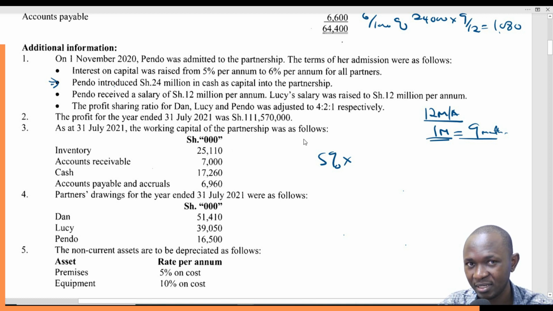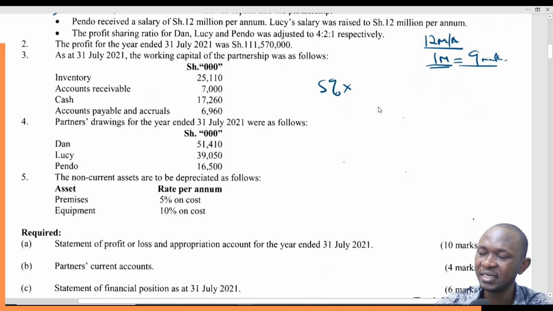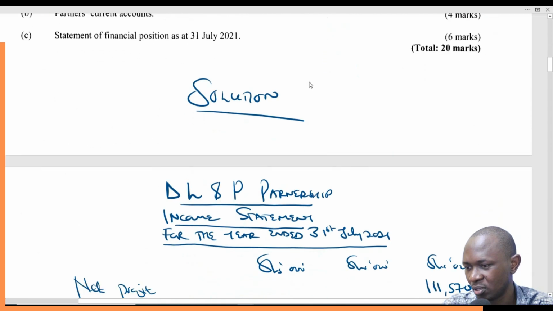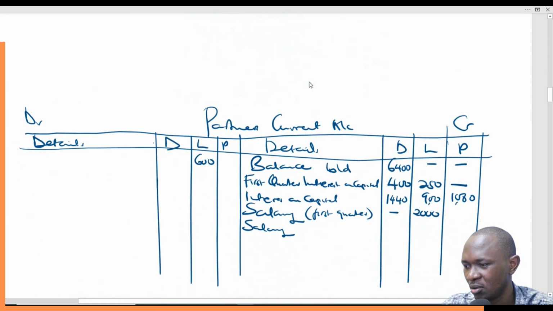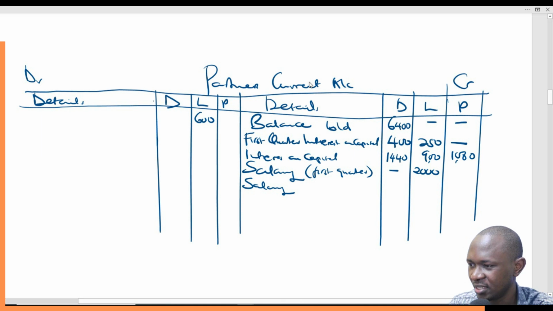Each of them earned 9 million because they agreed at 12 million per annum, but that agreement only lasted for 9 months. So we'll apportion, and that will translate to 9 million. So we'll simply come here and say salary. D was not anywhere in the salary agreement. So for L, 9 million. For P, also Pendo, 9 million.